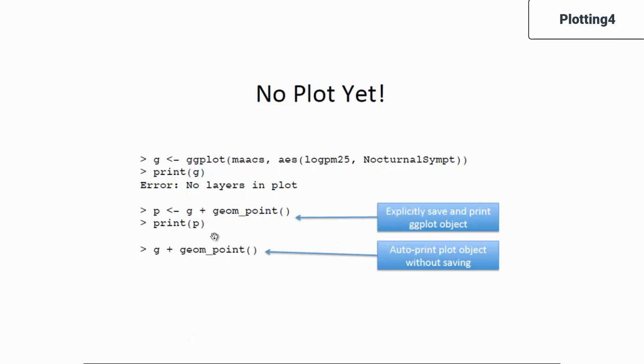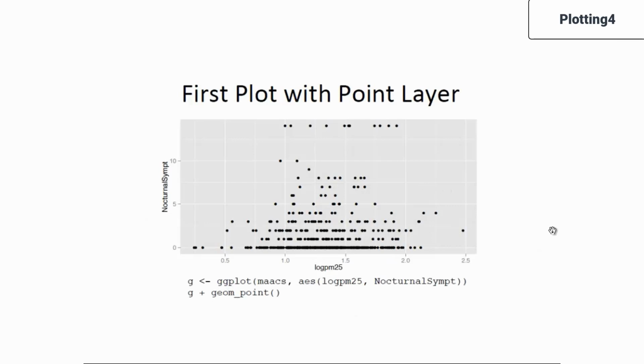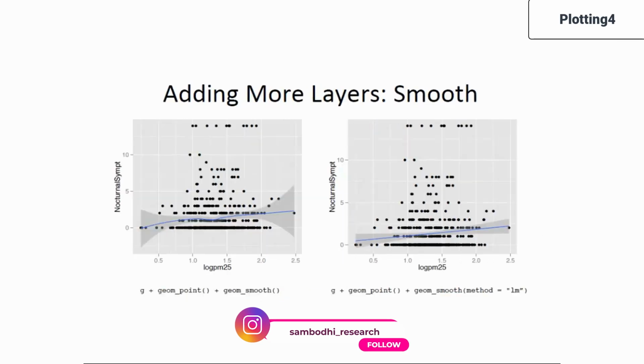So now when you print p, or you can also auto-print the plot object without saving using g plus geom point. Now you'll get the first plot with the point layer. So now you see the nocturnal symptoms mapped with the data, log of PM25 on the x-axis and nocturnal symptoms on the y-axis.